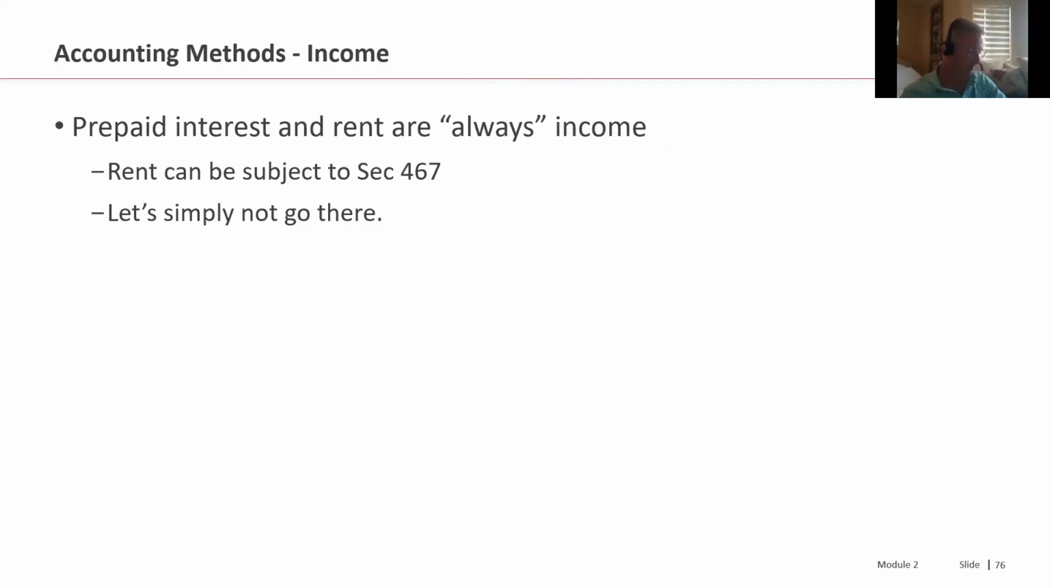All right, just so you know, prepaid interest and rent are always income. So even if you receive an advance payment of prepaid interest or an advance payment of prepaid rent, you get no deferral on those. It doesn't matter how bad the matching is. You just got to take them to income, accrual or cash-based taxpayer. There are some rules under Code Section 467 about rent. That's well beyond the scope of this course. Again, I teach it in the corporate graduate course.